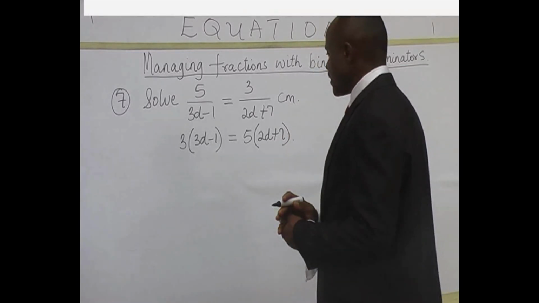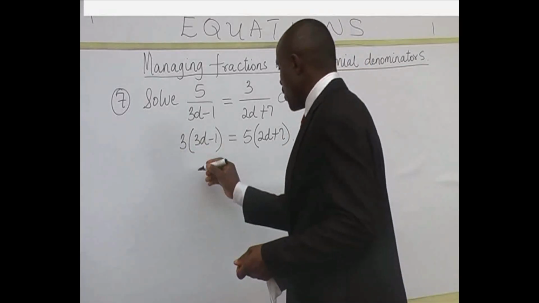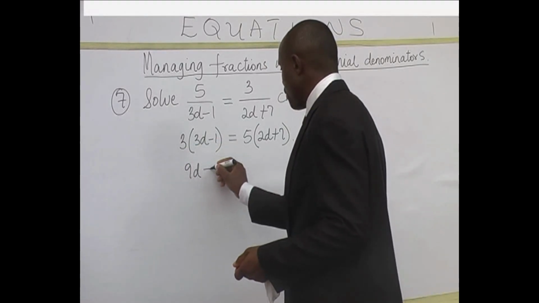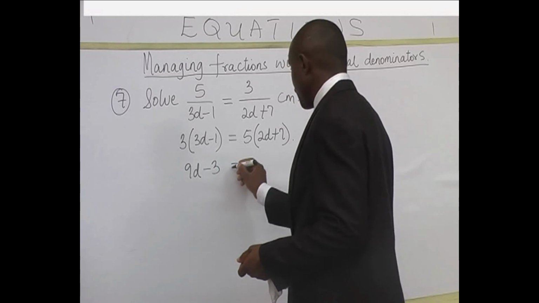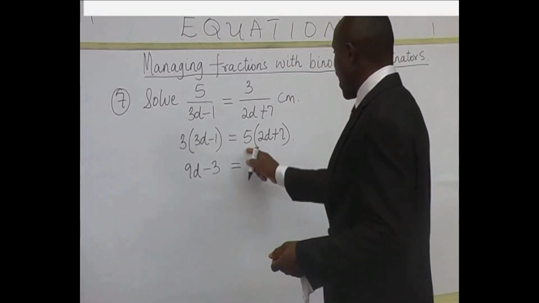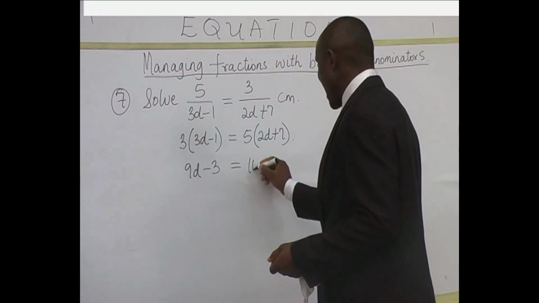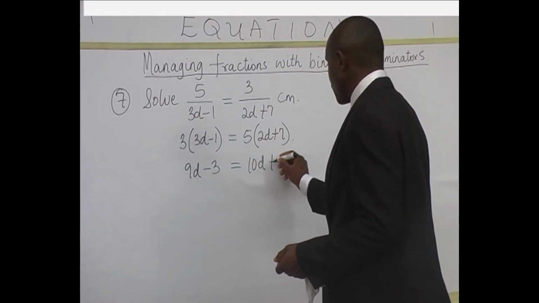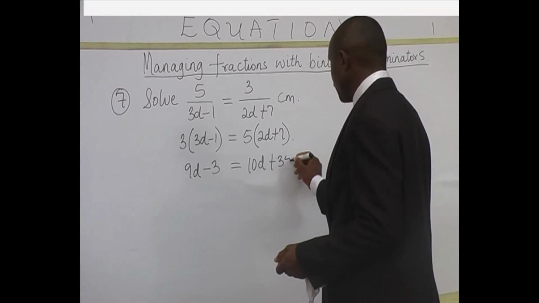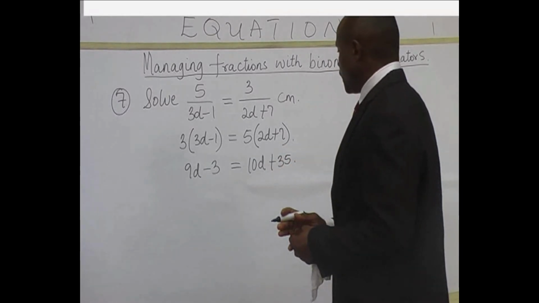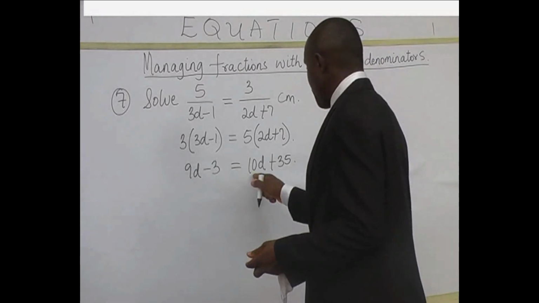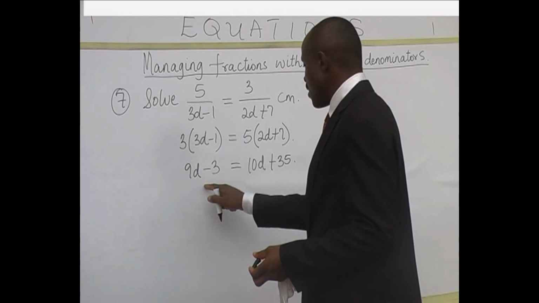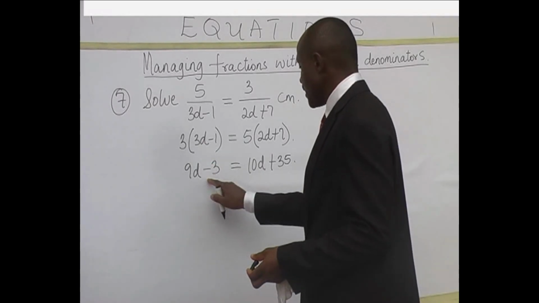Now remove brackets. 3 times 3d will give you 9d. 3 times minus 1 will give you minus 3. It's going to be equal to 5 times 2d will give you 10d. 5 times plus 7 will give you plus 35. Move plus 10d from the right hand side of the equation to the left hand side and move minus 3 from the left hand side to the right hand side.